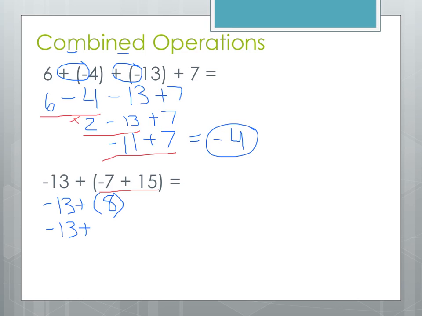Negative 13 plus 8. These are different signed numbers, so we're going to subtract them. 13 minus 8 will be 5, and we'll keep the sign of the bigger number, which is negative. So our answer for this problem is negative 5.